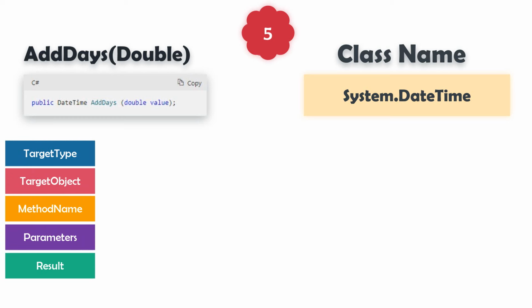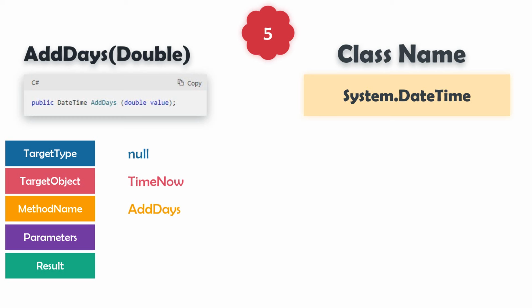So first we check if we have a static or non-static method. Here we don't have the word static, which means that the method is a non-static method. We set TargetType equal to null, because it's a non-static method. And we set the instance in TargetObject. The instance is a variable of type datetime, for which I want to add days. For example the variable time now, which contains the current date and time.